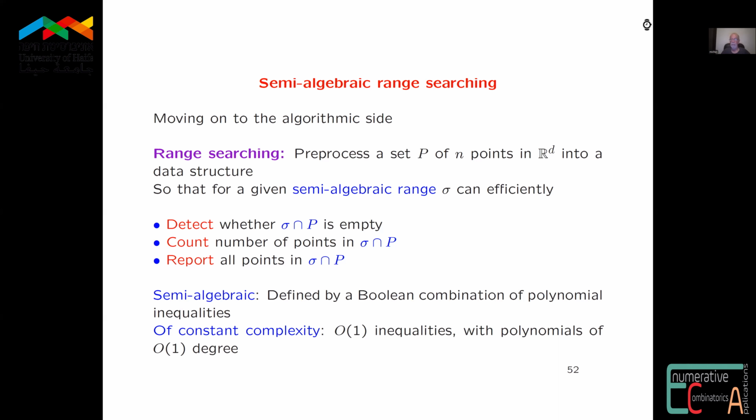I can tell you whether the range is empty, it contains no points of P. I can tell you how many points of P lie in it. I can report all the points. I can do all kinds of other things. Semi-algebraic simply means that the region is defined as a Boolean combination of real polynomial inequalities.